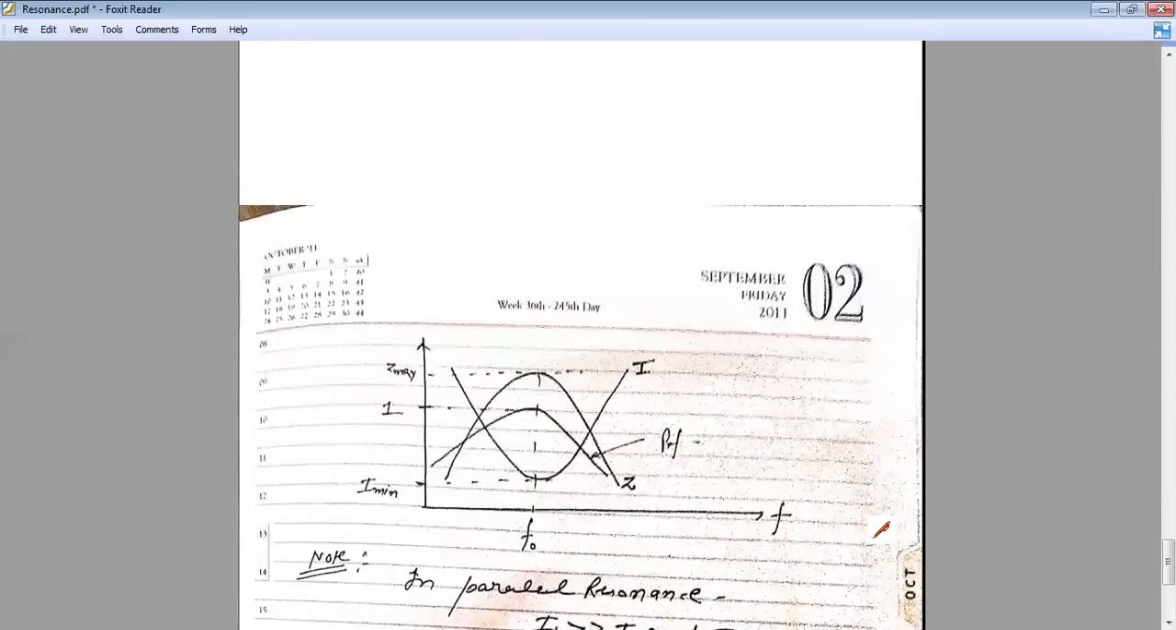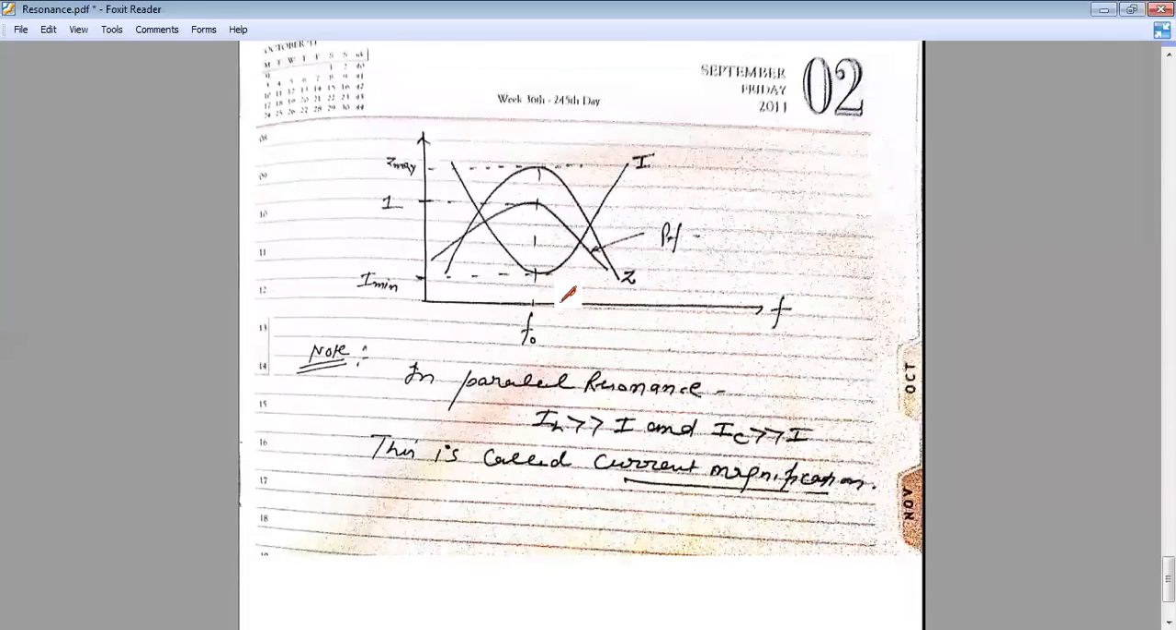Now, if you draw the graphs of the parameters with respect to frequency, these are just opposite to a series resonance circuit. In a series resonance circuit, the current is maximum at the resonance frequency, but here the current is minimum at resonance frequency. In series resonance, the impedance is minimum, but here the impedance is maximum. The power factor is of course the same, unity. So all the graphs are reciprocal of the graphs we obtained in series resonance, except the power factor graph.